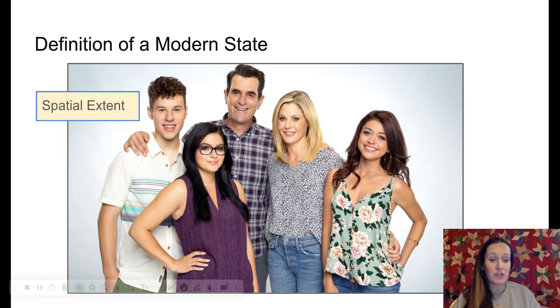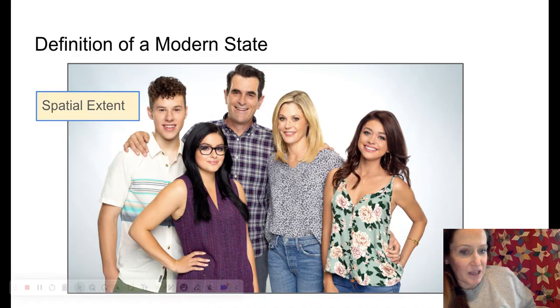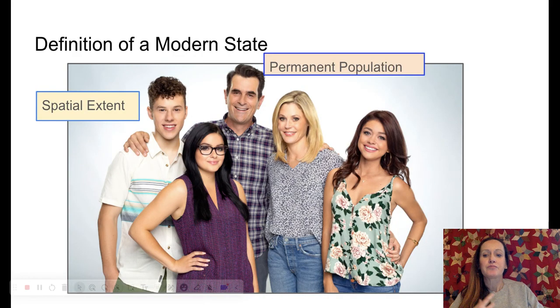First, spatial extent. A modern state has to have space, like it has to have a place where it exists. It can't just be in your mind or something like that. It has to have a permanent population. It's not a population that goes to Florida every winter, or nomadic where it's only there for part of the time and comes back. So a population that has to be there 24/7, basically.